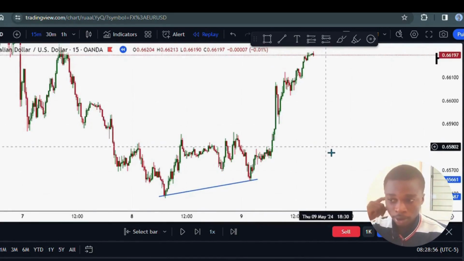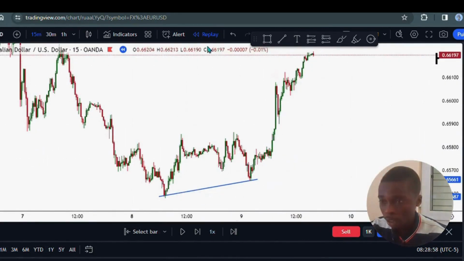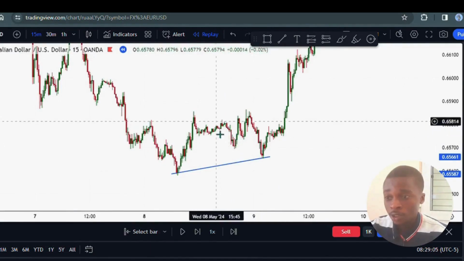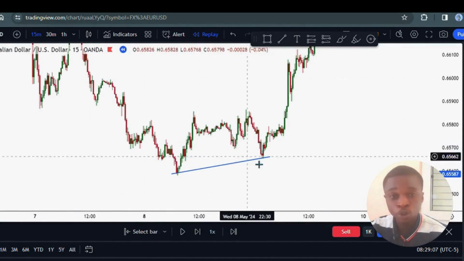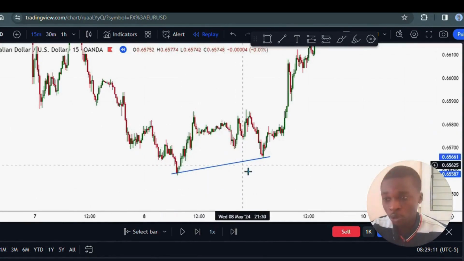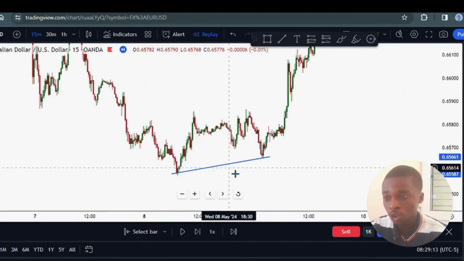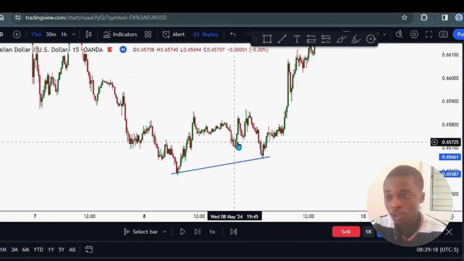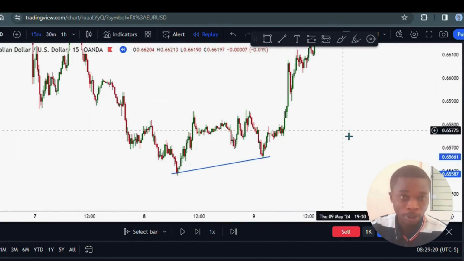Or some of them might go ahead and draw this. As you can see, this is not a trend line. The trend formation should be touching this trend line, but this formation didn't touch it, so this is not a trend line. You should not use this as a trend line, because this point did not touch the trend line.